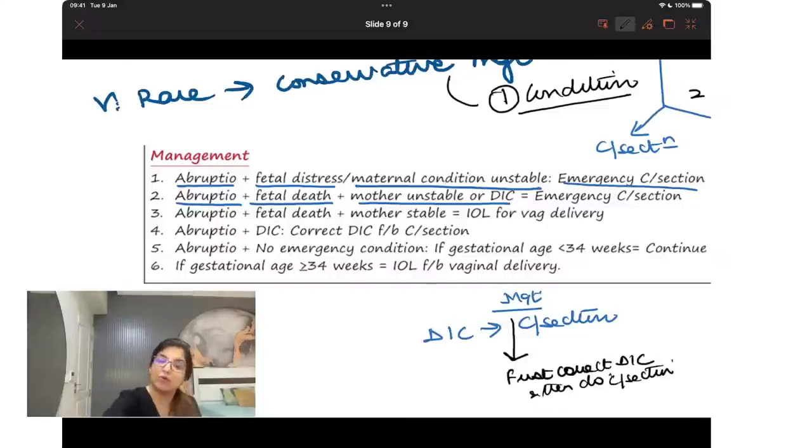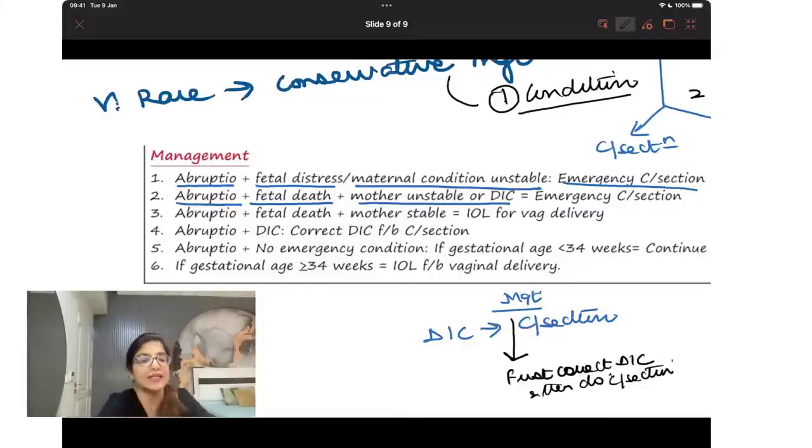ठीक है? So, suppose your question is saying कि abruptio है और साथ में fetus की death हो गई है, but mother is unstable या mother has DIC. See, normally क्या होता है? Whenever baby is dead, we prefer not to do a cesarean section. Why? क्योंकि एक तो baby dead है and then we are doing a cesarean section. So, mother के लिए double trauma है कि cesarean भी हुआ and dead baby भी निकला. Right? But यहाँ पे question is telling you कि mother की condition unstable है या mother को DIC है.